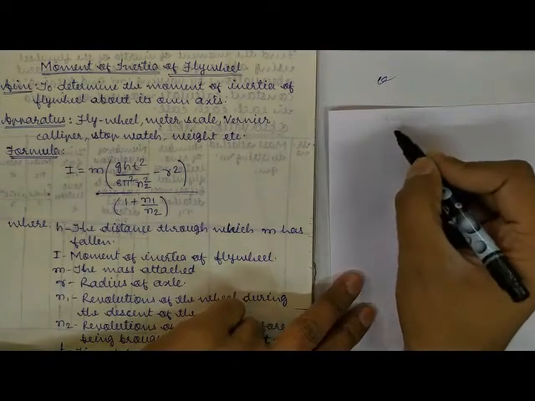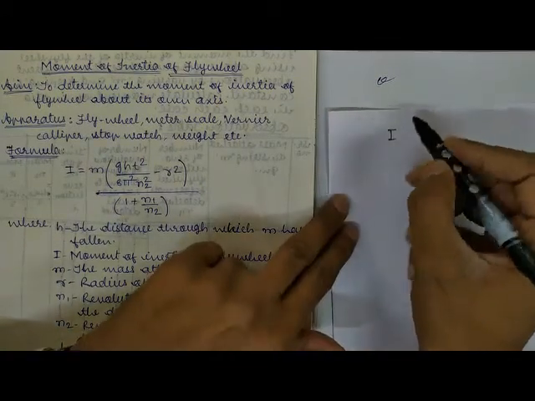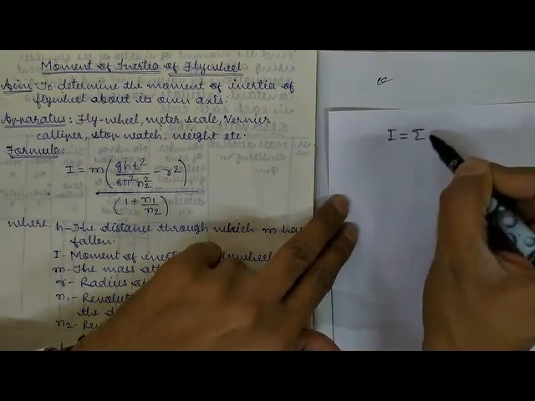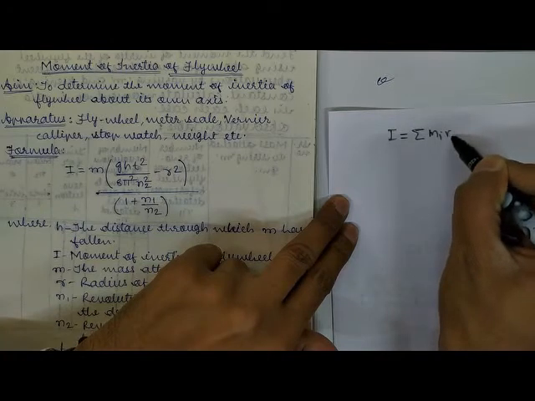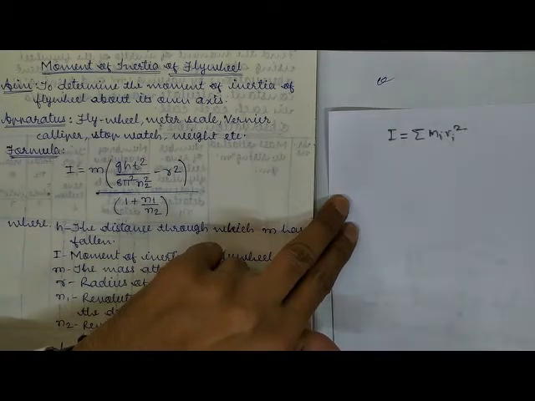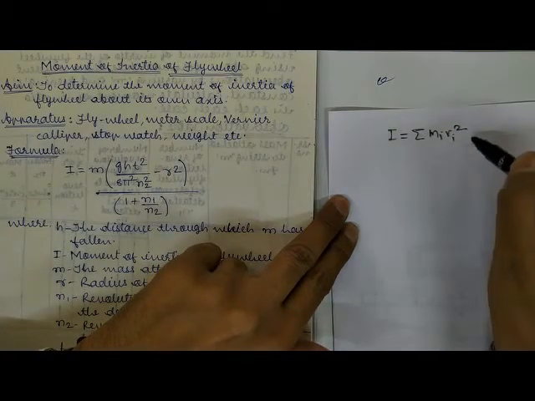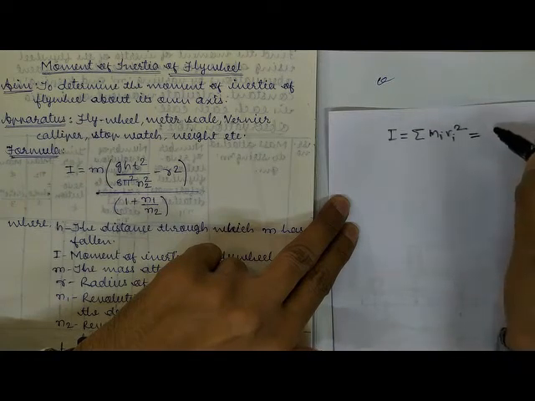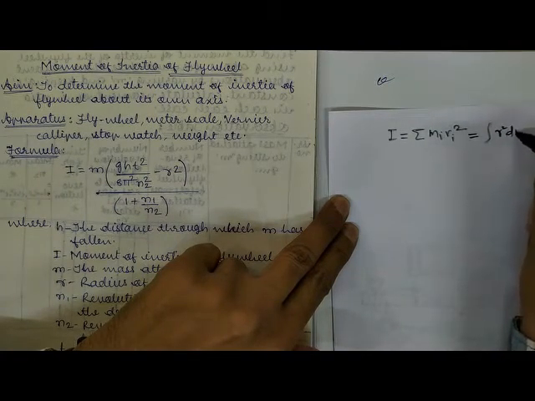You know the basic definition of moment of inertia that we have learned in our 12th standard also: mi ri square. This is what we call moment of inertia, or if we have a continuous body, then we generally write it as r square into dm, like this.